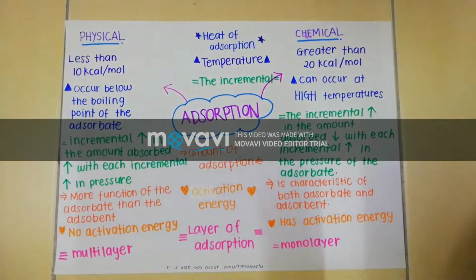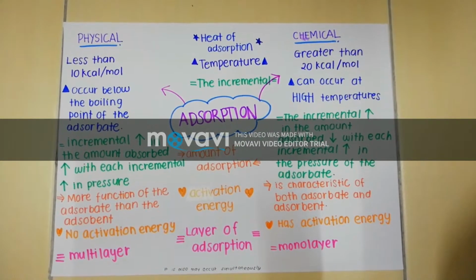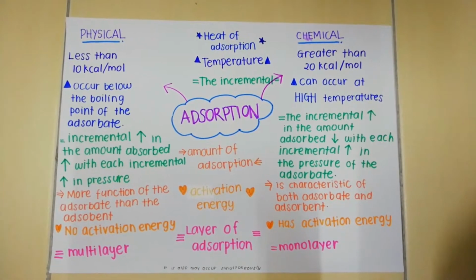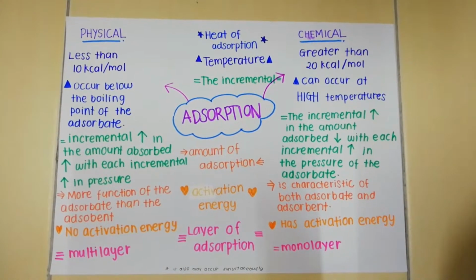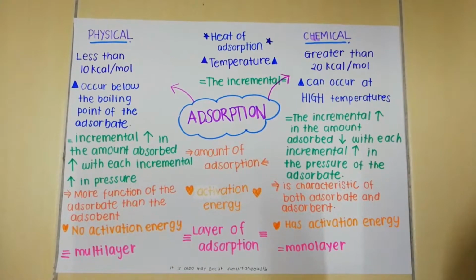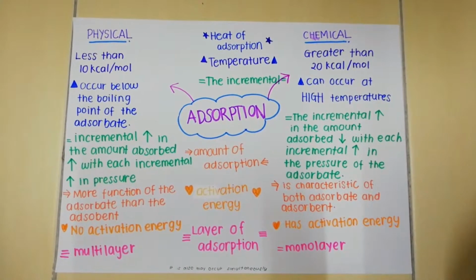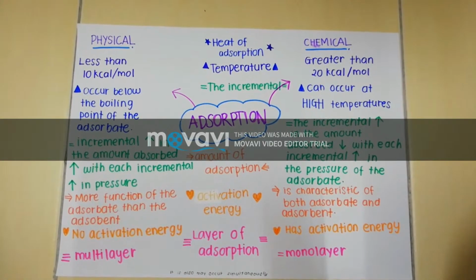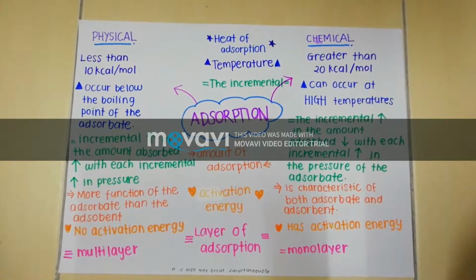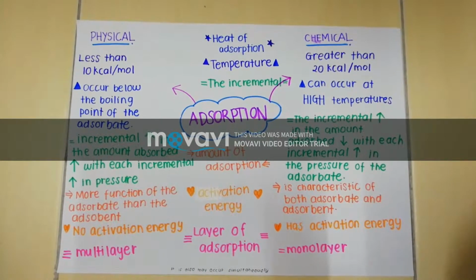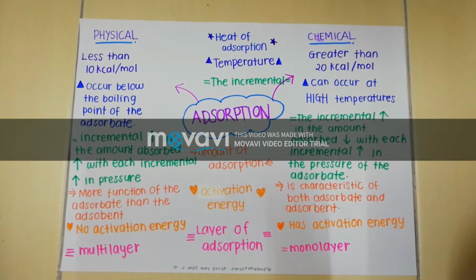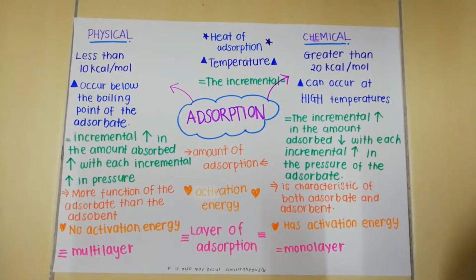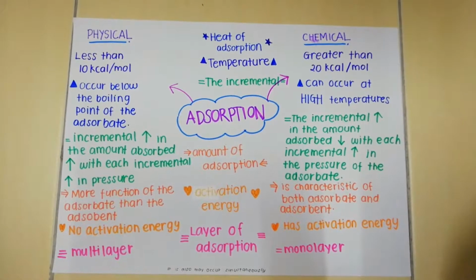For physical absorption, the amount of absorption on the surface is more a function of the adsorbate than the adsorbent. For chemical absorption, the amount of absorption is characteristic of both adsorbate and adsorbent. In physical absorption, no appreciable activation energy is involved in the adsorption process. But for chemical absorption, an activation energy may be involved in the adsorption process.